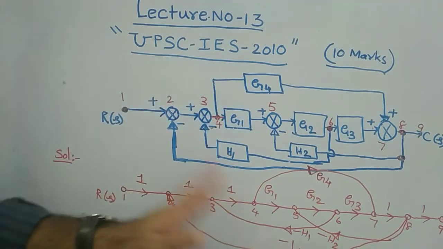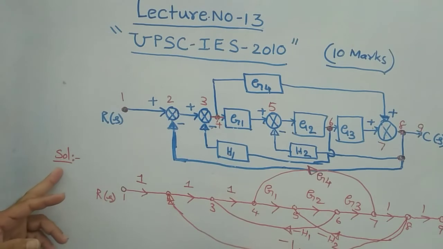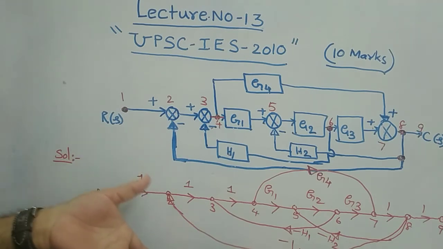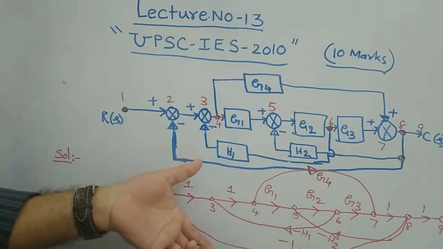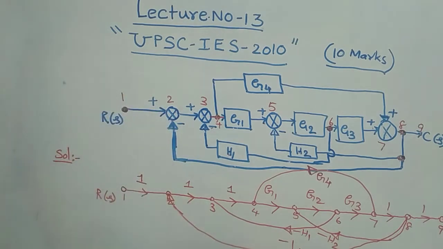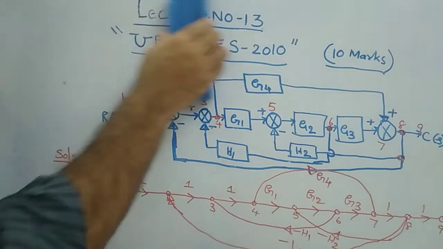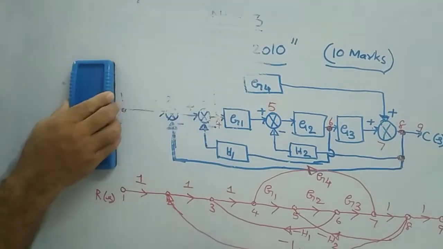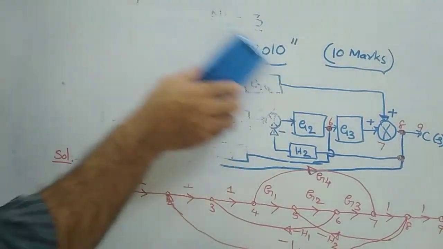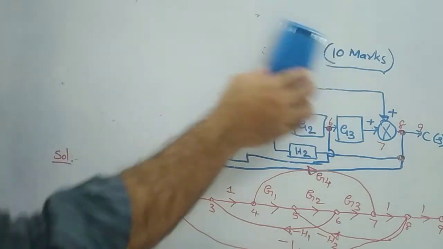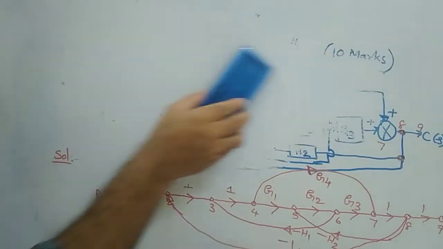Now one step is over. In our solution, the first step is to draw the signal flow graph. Now this is the signal flow graph. Now coming to the next step. Now I will erase these things, and now we will solve this signal flow graph by applying the steps which we have seen in our previous sessions.